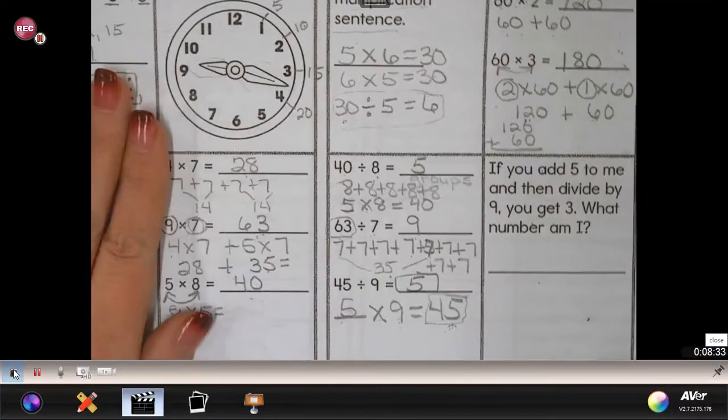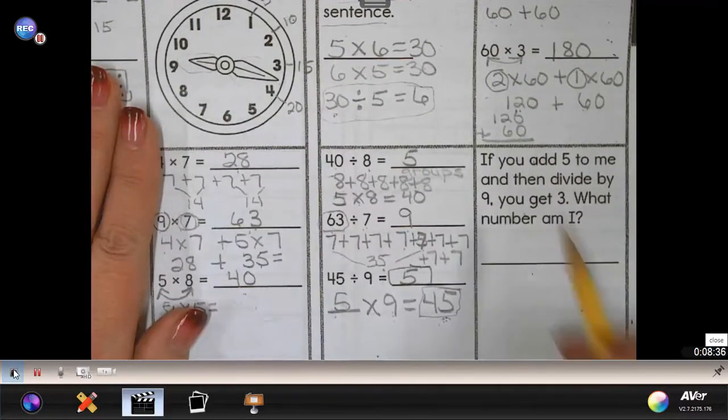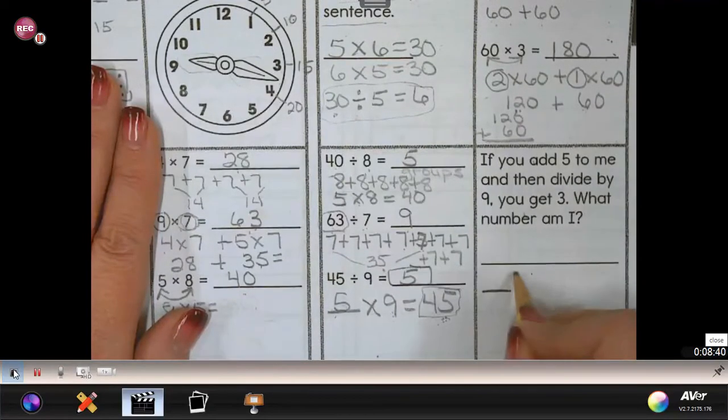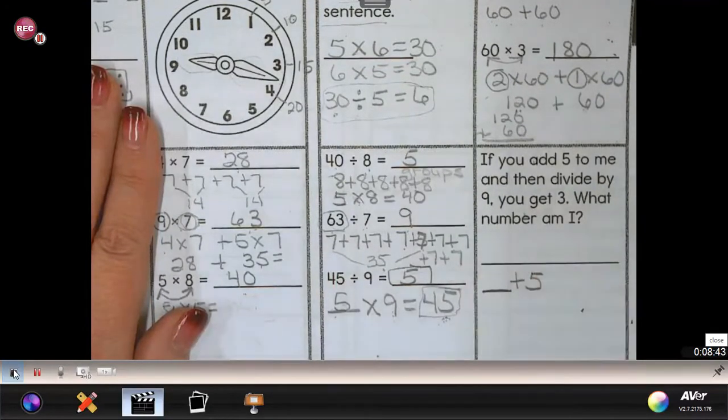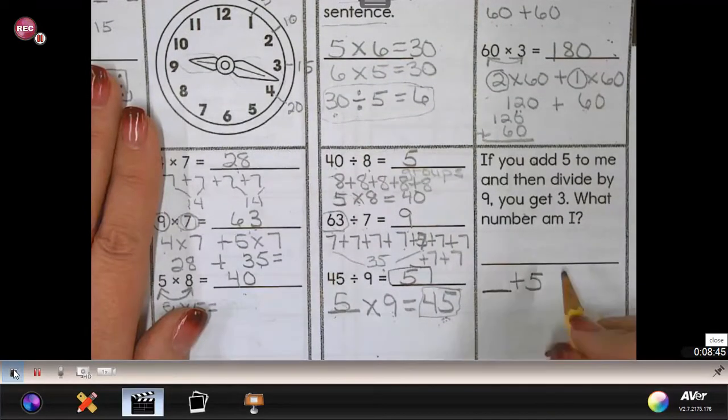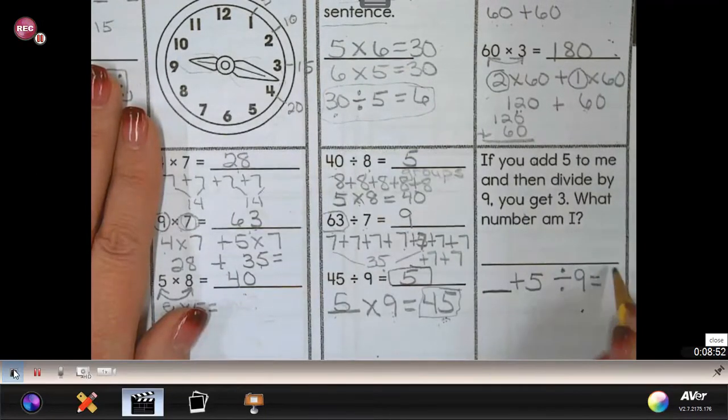So let's take a look at our mystery number riddle. If you add 5 to me, okay, so we don't know the me, we don't know this number, but if we add 5, we know that then we're going to divide by 9 and we're going to get 3. Okay, so if I think backwards, we know that this number right here, when I divide it by 9, is going to come up with the answer of 3.